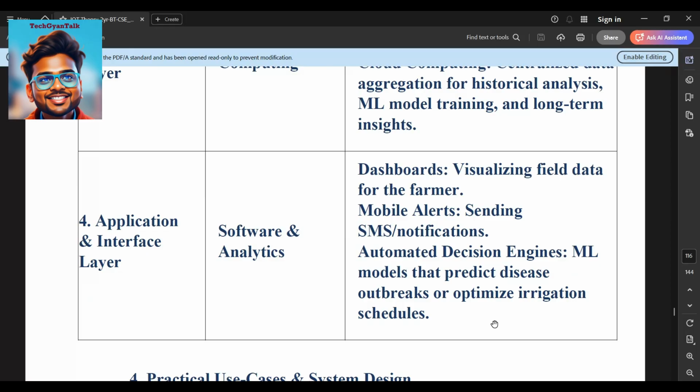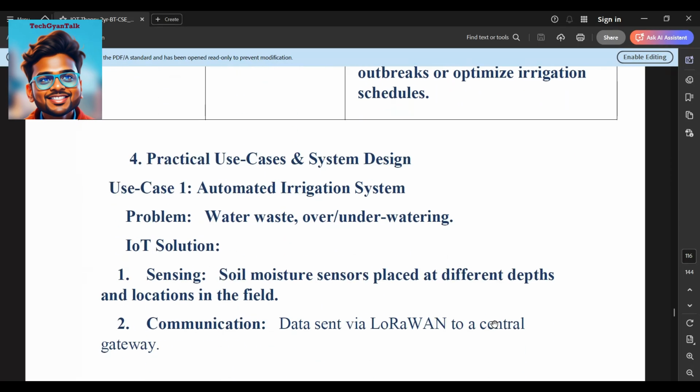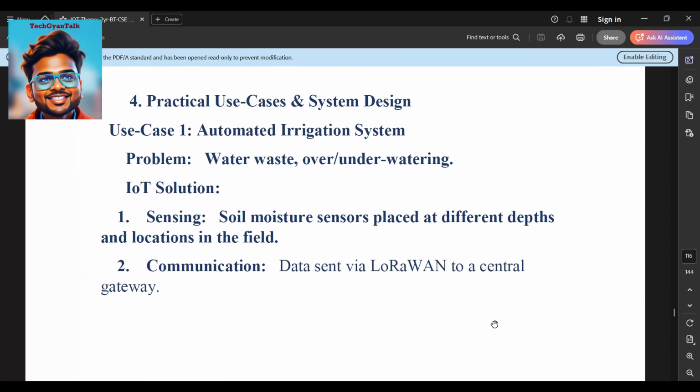And then the application and interface layer. In this, software and analysis, like dashboards visualizing field data for the farmer, and mobile alerts sending SMS or notifications, automated decision engines, ML models that predict disease outbreaks or optimize irrigation schedules. So practical use cases and system designs. Use case one: automated irrigation system.